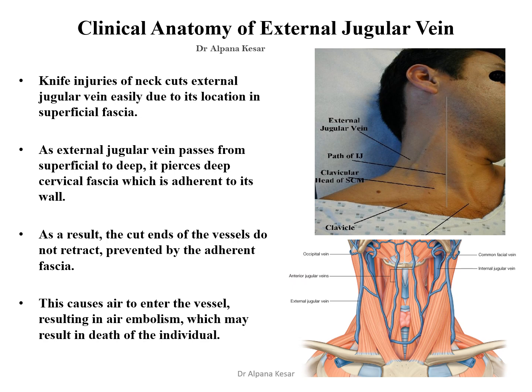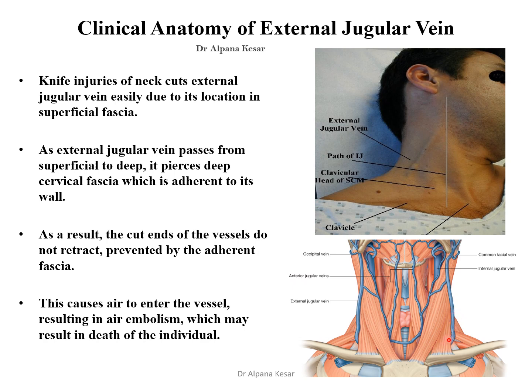Clinical anatomy of external jugular vein. As we can see in this visual, external jugular vein is superficially located in the neck. If there are knife injuries in the neck, even if it is not very deep, it can easily cut external jugular vein due to its superficial location. Moreover, we have previously learned that external jugular vein passes from superficial to deep.